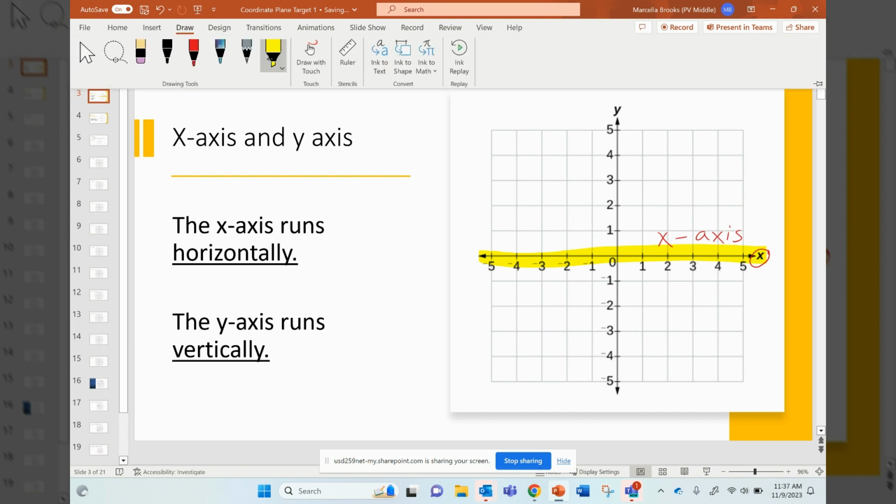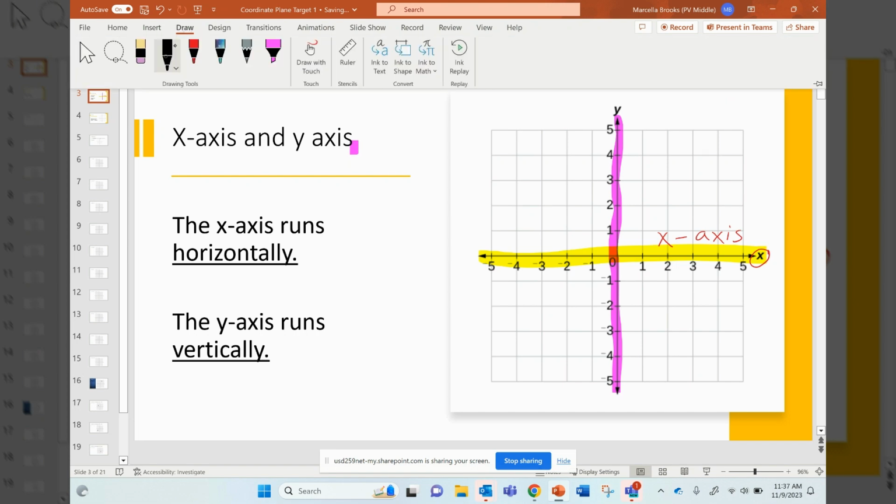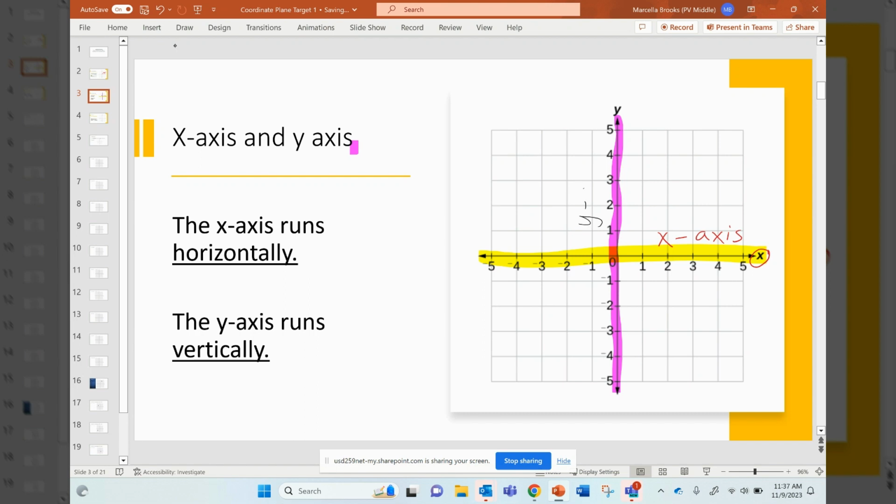The y-axis runs vertically. Remember, vertically means up and down. If you're standing up, you are vertical. If you're laying down, you are horizontal. So the y-axis runs vertically, and I'm going to have to turn sideways here. This is our y-axis. And look here, it's also got a little y to label it.